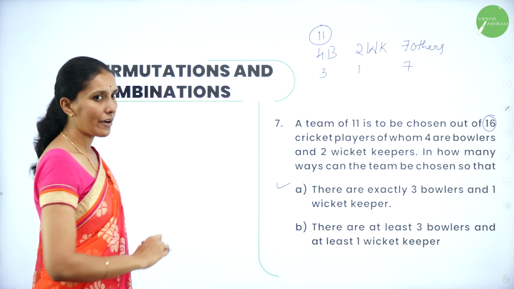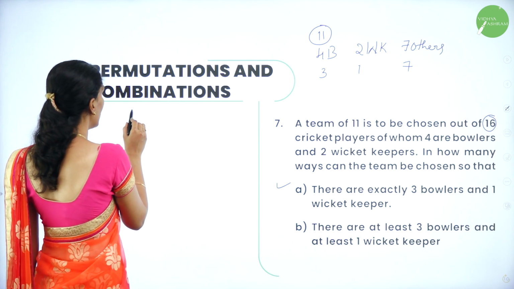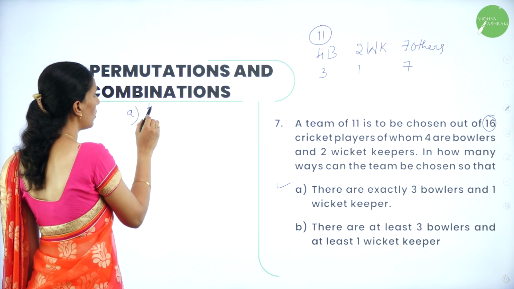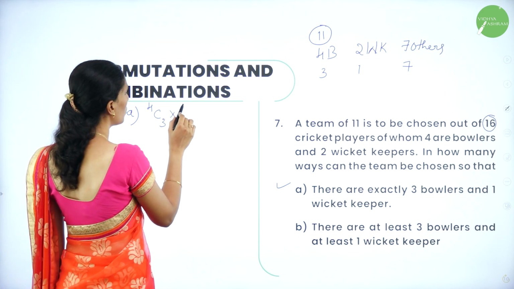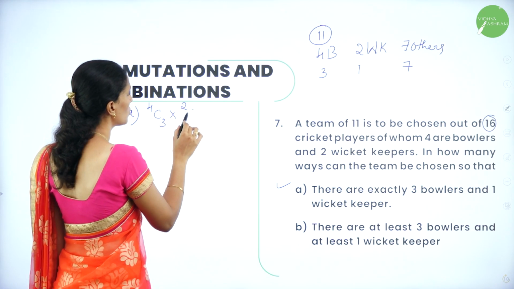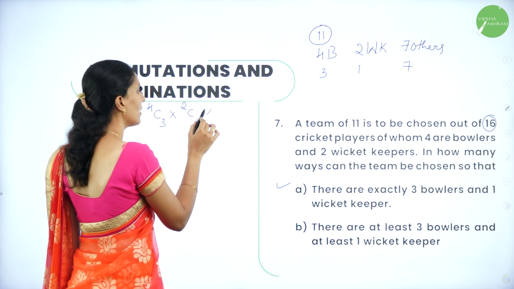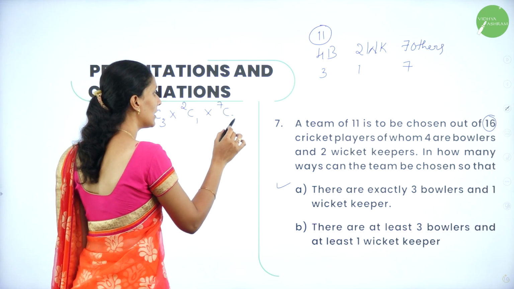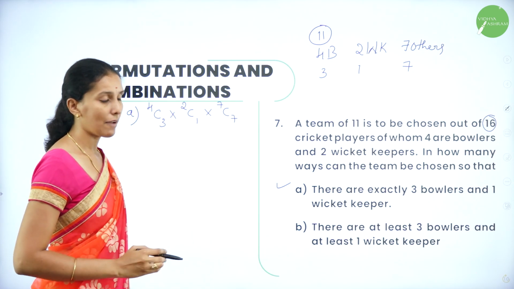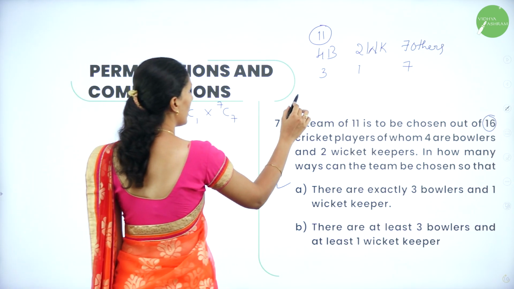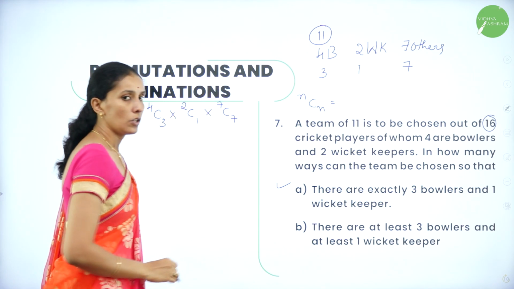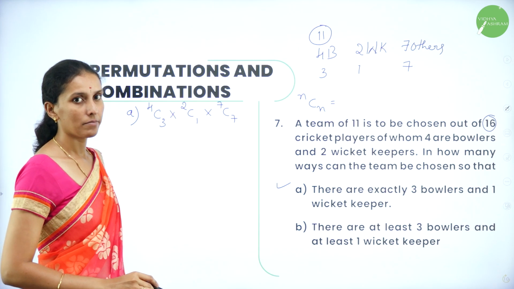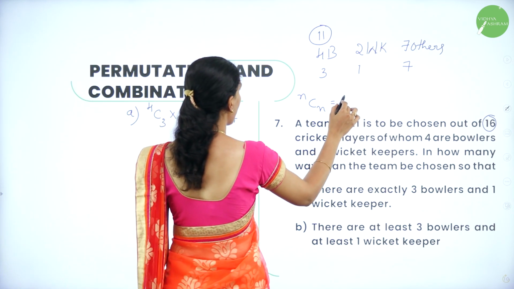Now how can I write this in terms of combination? Out of 4 bowlers, I can choose 3 bowlers, and out of 2 wicket keepers, I can choose 1 wicket keeper, and I should choose all other players because no option is left. So remember one more property: nCn. What is nCn? It is always 1.